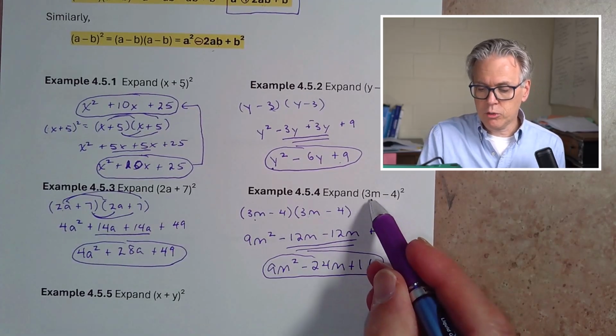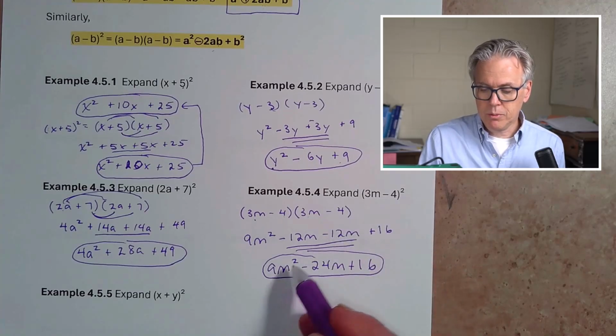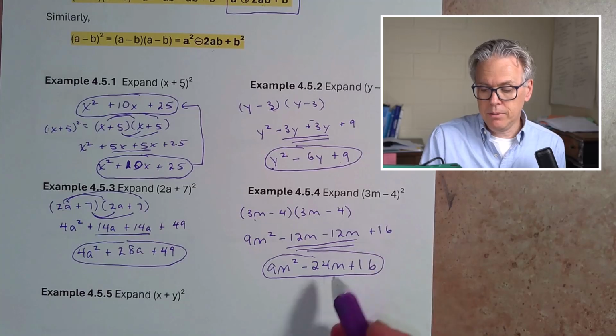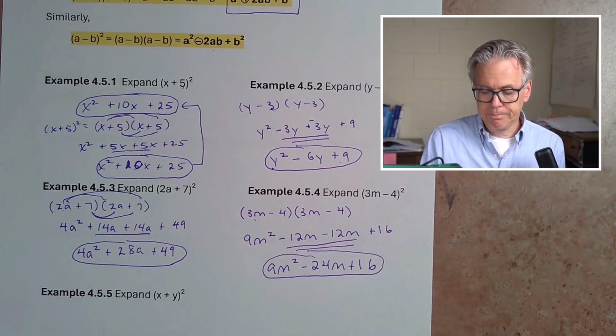And this will follow the pattern. Square the first term, 9m squared. The product of negative 4 and 3m is negative 12m, doubled, negative 24m. Square the last term.